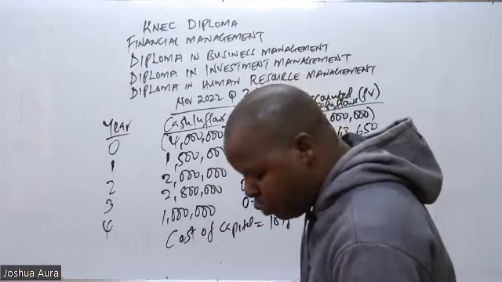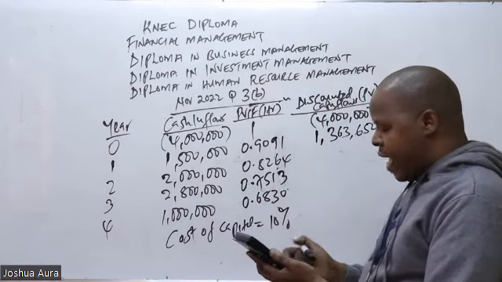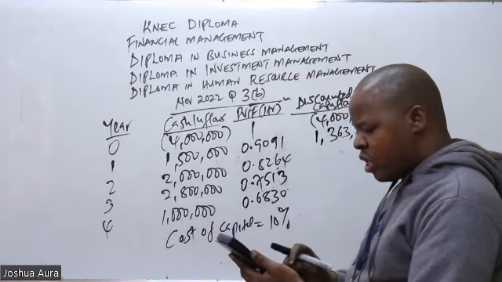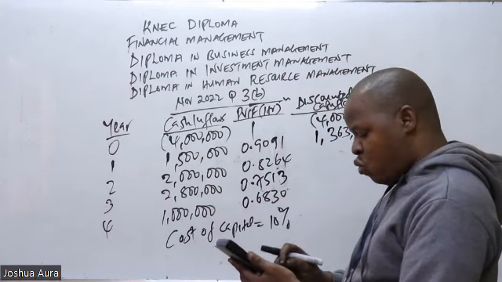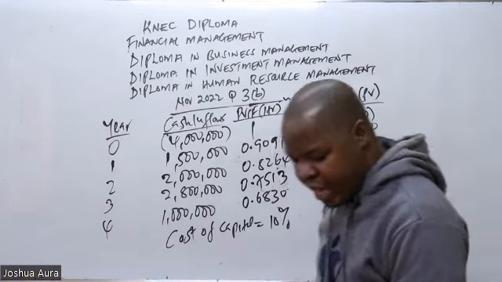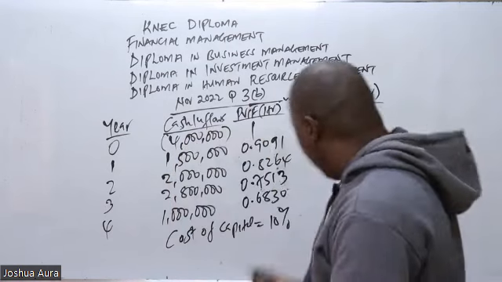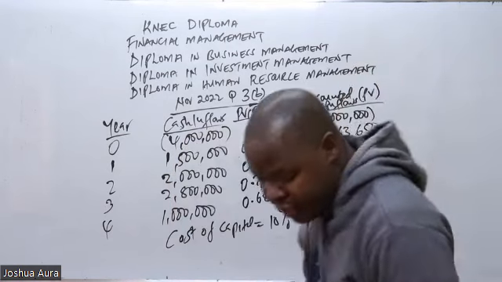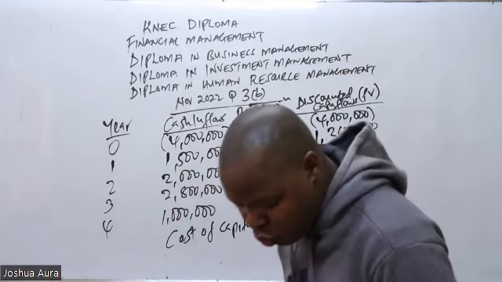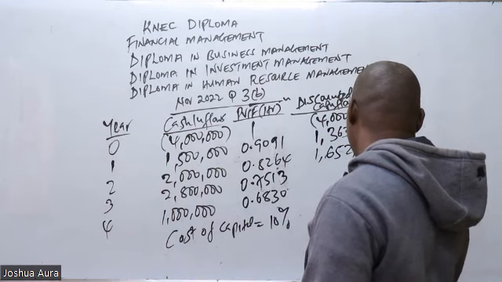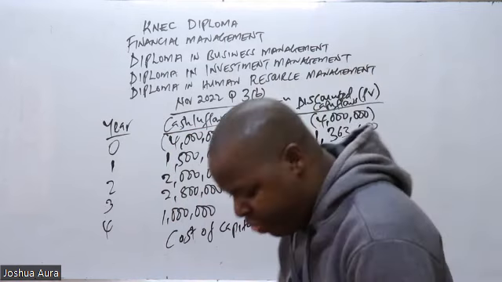650. What about year 2? We will take 2 million times 0.8264. What are we getting? We are getting 1,652,800.